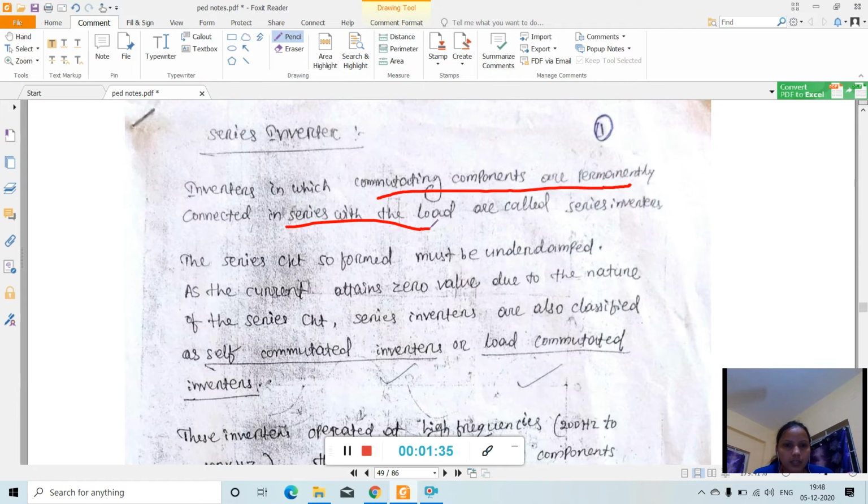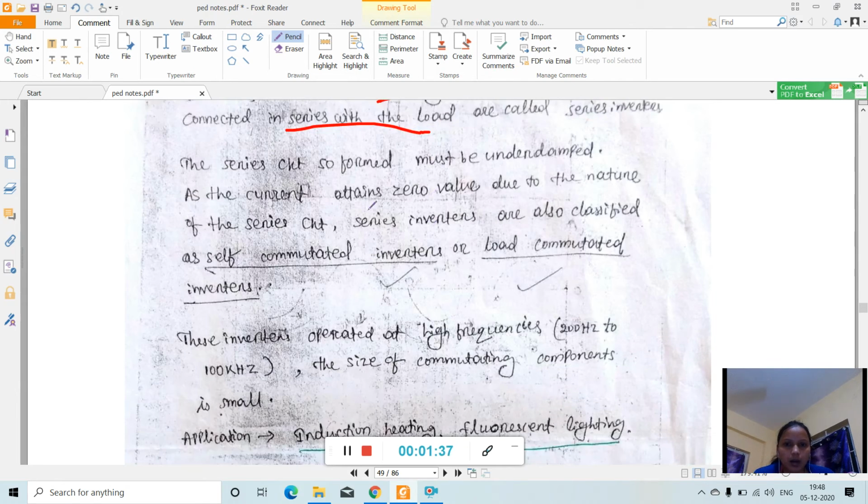Okay, so the series circuit so formed must be underdamped. In the case of an underdamped circuit, the waveform you get is like this. This is the underdamped circuit, like this. Okay, so what happens here?